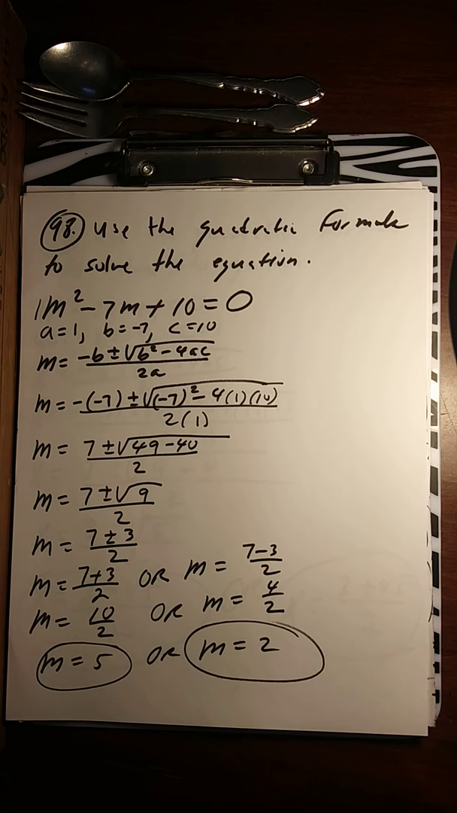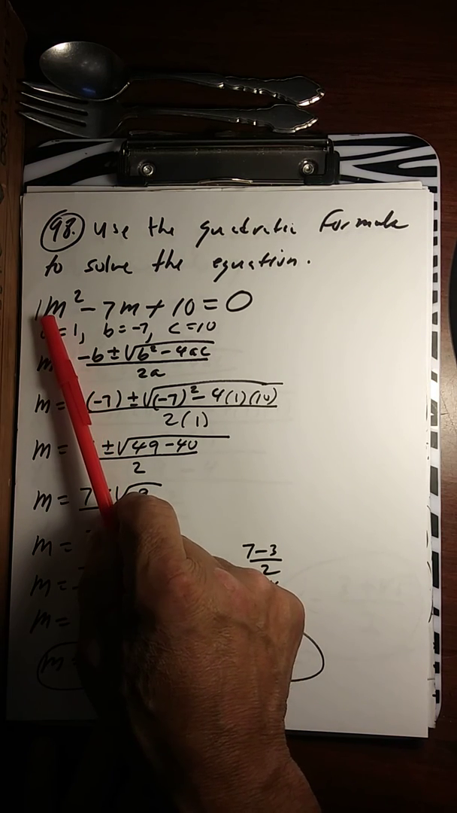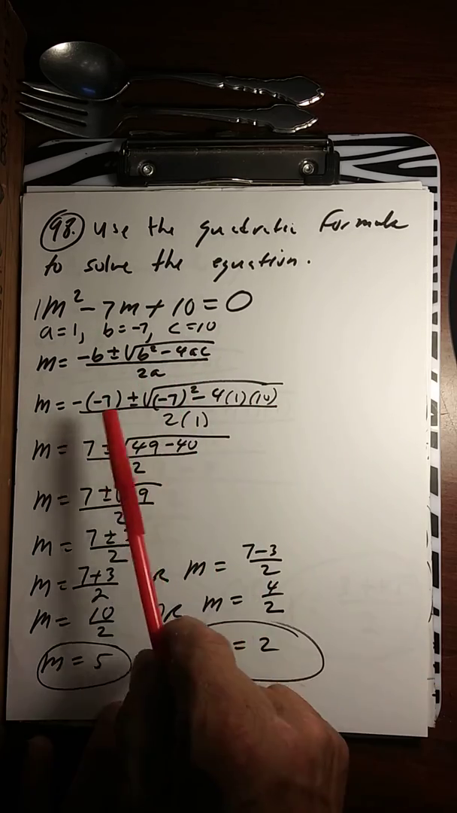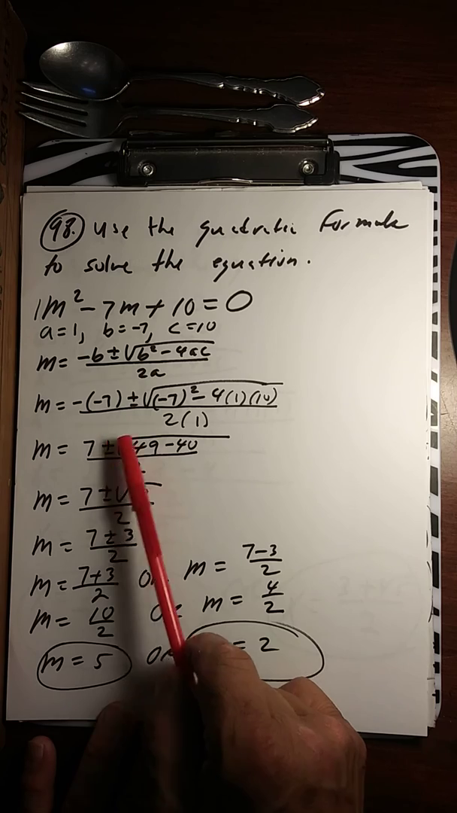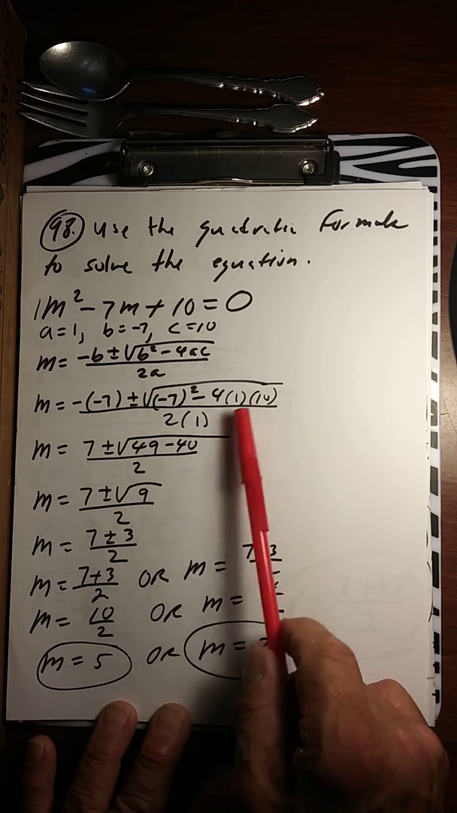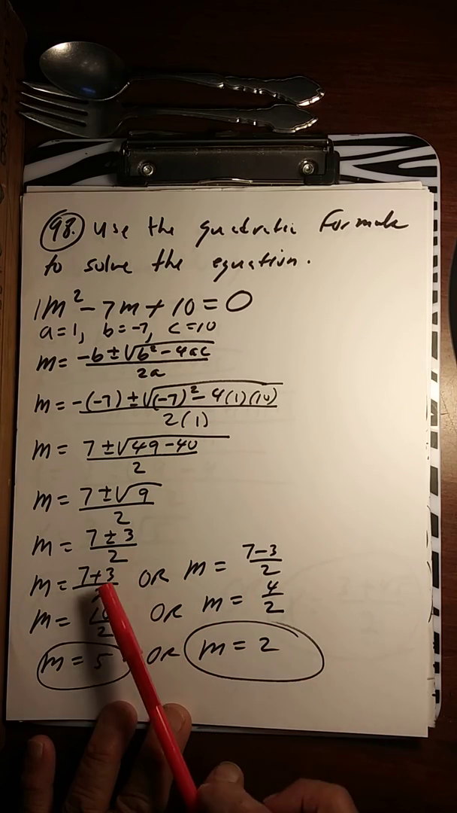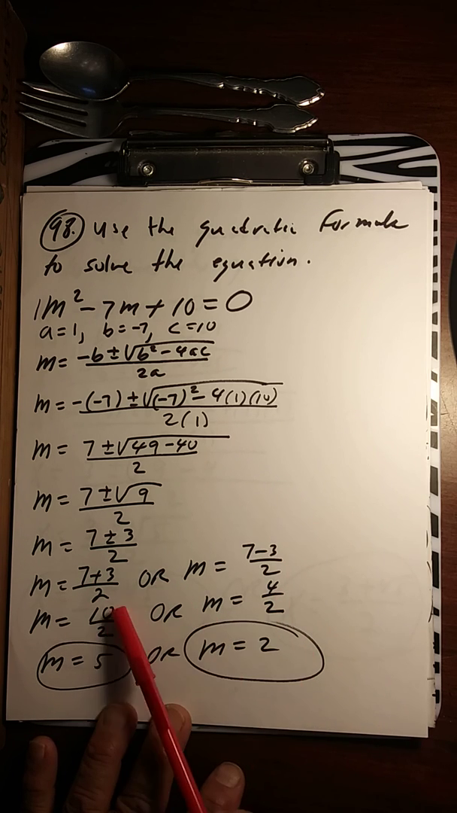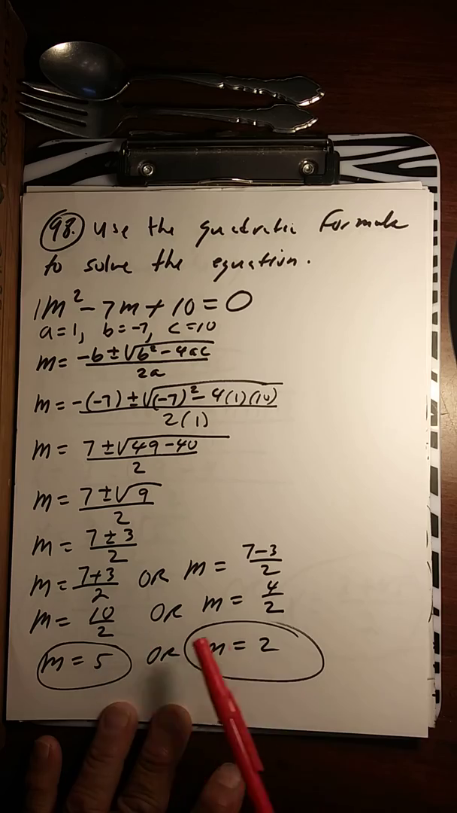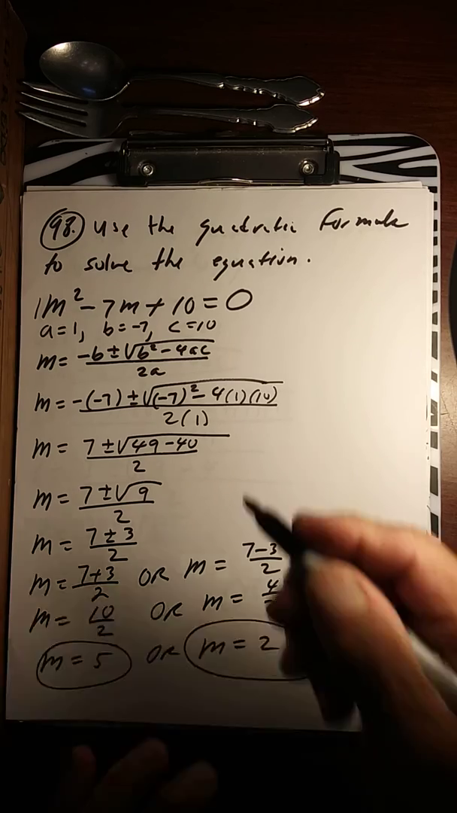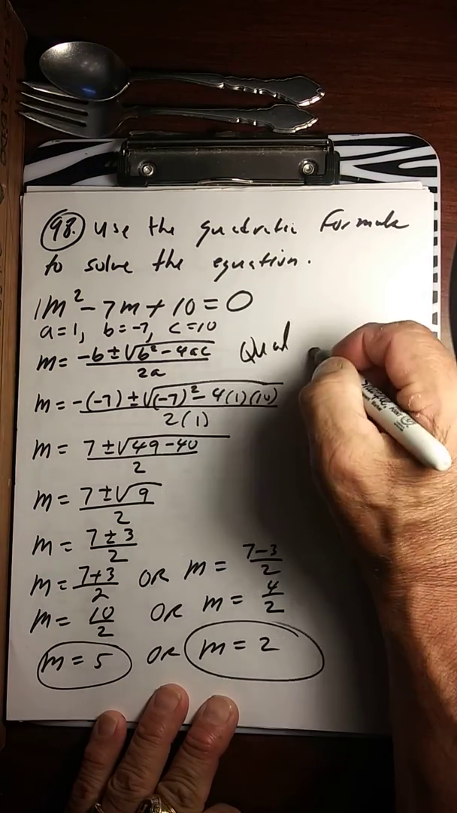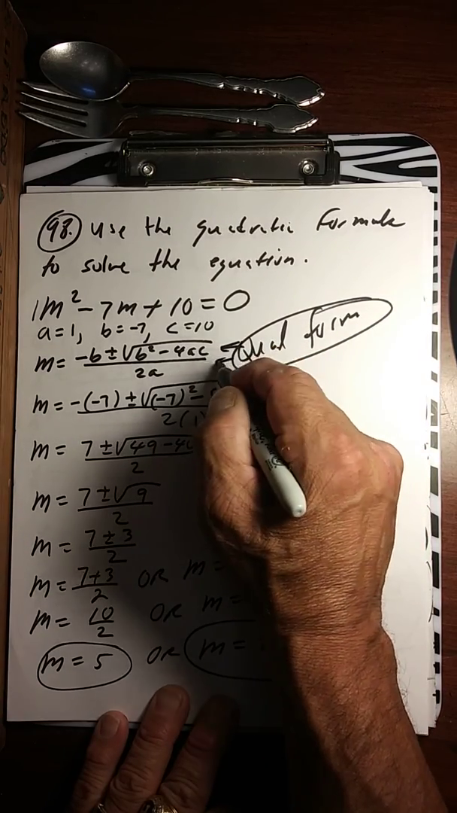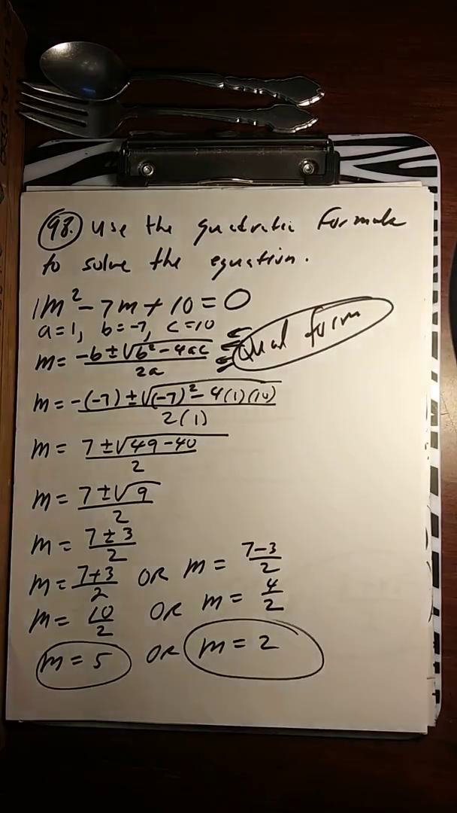Use the quadratic formula. So a is 1, b is negative 7, c is 10. Put them in the formula, quadratic formula. So now, positive 7, 7 times 7 is 49, minus 40 is 9, square root of 9 is 3. 7 plus 3 is 10, 7 minus 3 is 4. Divide by 2, divide by 2, so m is 5, m is 2. And this is the formula right here. Quadratic formula right there. Just in case you didn't know.